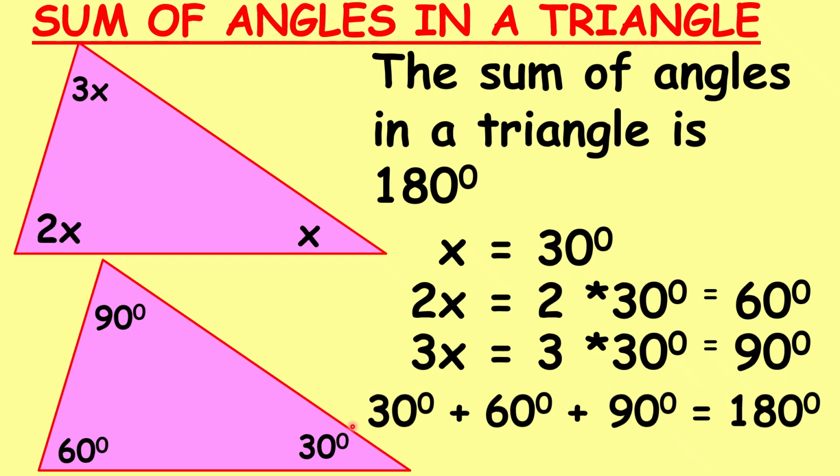So if we take the sum of 30 degrees plus 60 degrees plus 90 degrees, we get 180 degrees.